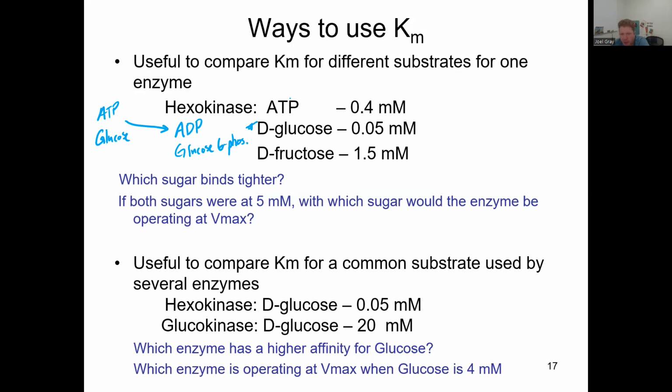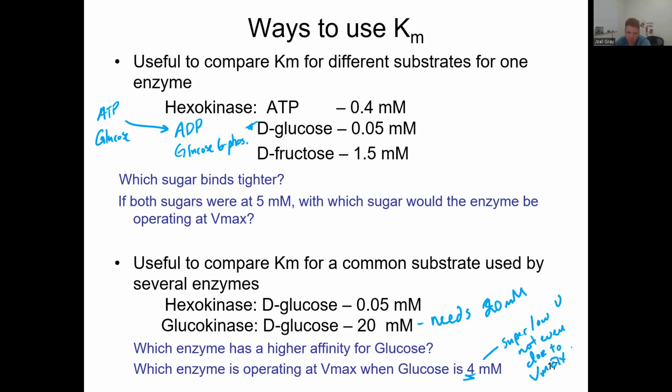Which enzyme is operating at Vmax when the glucose concentration is 4 millimolar? Let's think about this. Glucokinase needs a concentration of 20 millimolar in order to be going as half as fast as it can go. If you give it 4 millimolar, that's 1/5. That's 20% of what it needs. So super low velocity, not even close to your Vmax. So make sure that you can do those sorts of comparisons.